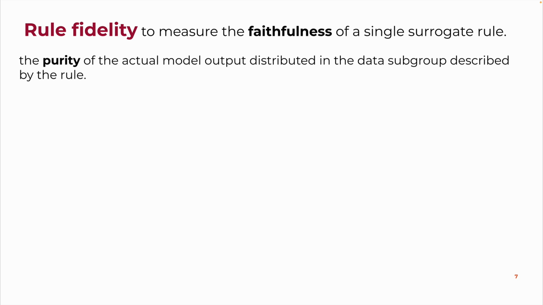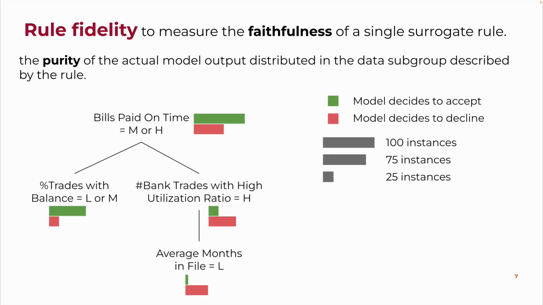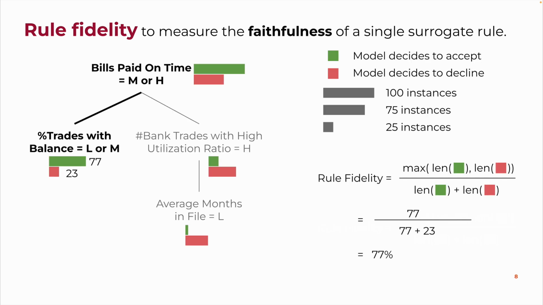Here we introduce rule fidelity to measure the faithfulness of a single surrogate rule, which is the purity of the actual model output distributed in the data subgroup described by a rule. Specifically, it is the number of data samples of the major model prediction divided by the total number of model predictions. Let's use the rule path on the left as an example. Its rule fidelity equals 77 divided by 77 plus 23, which is 77% in the end.